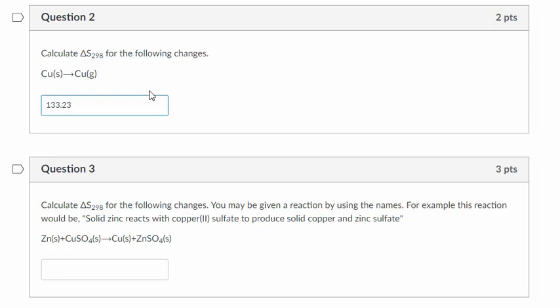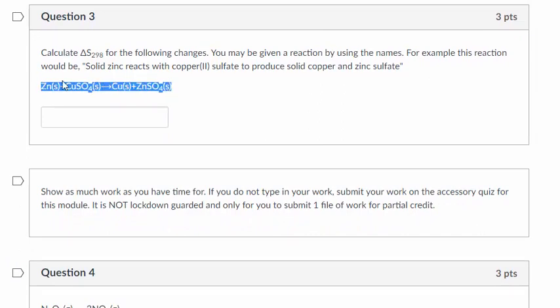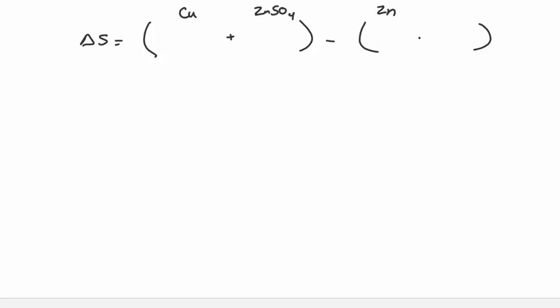Number 3, we're going to calculate the delta S 298. This is slightly more complicated. Now, I do have some narrative here. You may be given a reaction using names. For example, you could have been given solid zinc reacts with copper 2 sulfate to produce solid copper and zinc sulfate. So you may need to review how to make chemical formulas from names. So what we'll do is look up, in order to find our delta S, we need the S of our products. So I need copper and my zinc sulfate. And then I'm going to subtract the S of my reactants, so zinc and copper sulfate.